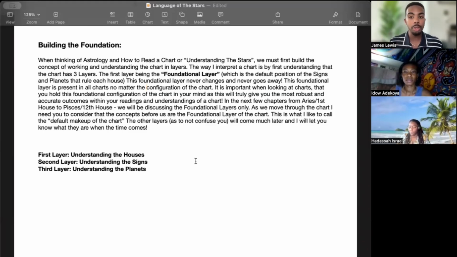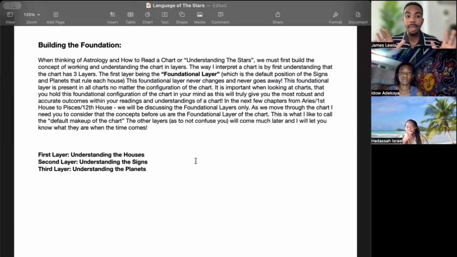In the next few chapters, from Aries all the way to Pisces, or from the first house all the way to the 12th house, we will be discussing what these foundational layers are only. All right. This is just for this section. Now, this is what I like to call the default makeup of the chart. The other layers, as to not confuse you, will come much later, and I will let you know when those times come. So each Zoom session, we're just going to cover one house with its ruler. We're not going to get into all 12 chapters right now. We've only got about 45 minutes to an hour. So every time we meet, we'll just add on to the foundational layers.